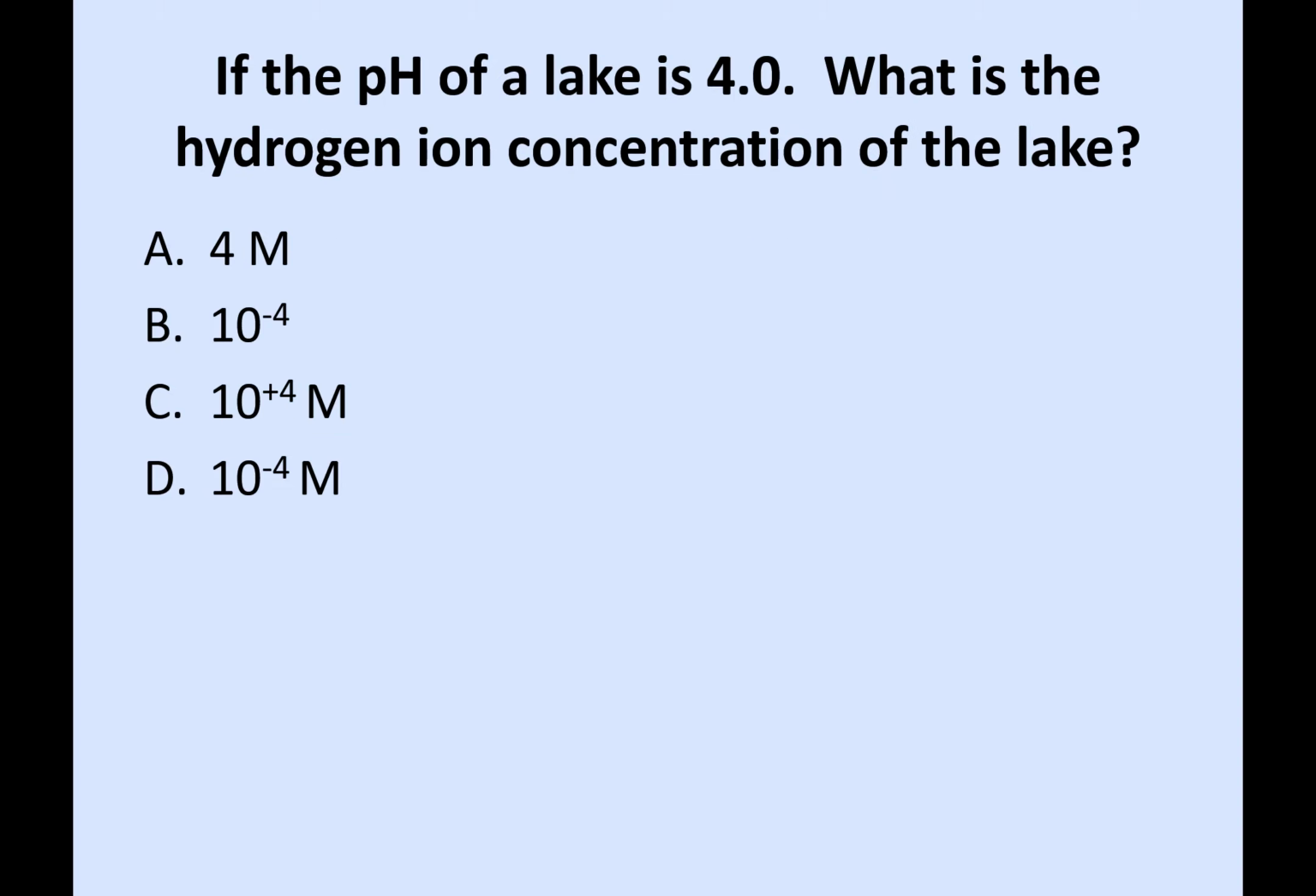All right, if the pH of a lake is 4.0, what is the hydrogen ion concentration of the lake? So if it's pH equals 4, then you have 10 to the minus 4 molar hydrogen ion concentration. So that's the correct answer. You've got to have the unit on it.